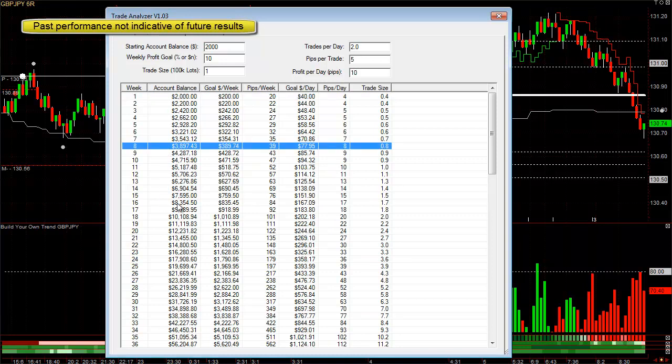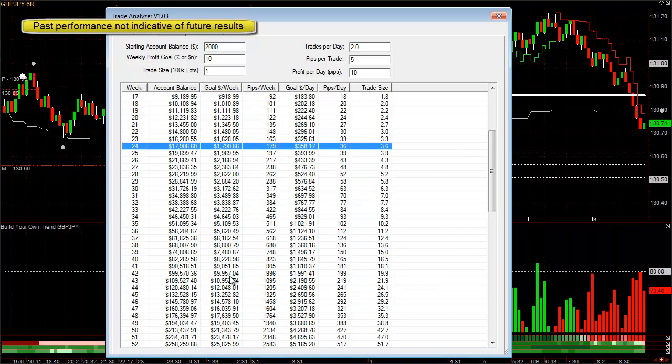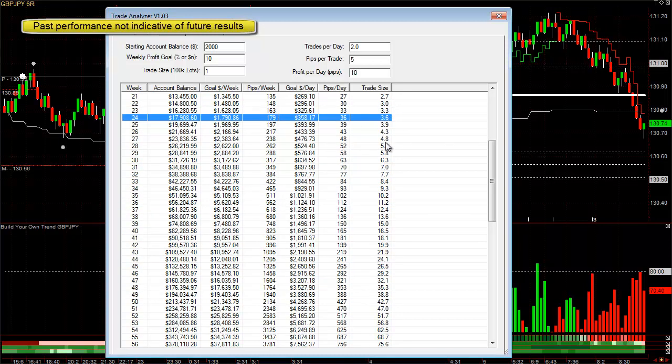You can see 2,000. 4 months later is 8,000. 2 months later is 18,000. And obviously this is compounding. You keep increasing your lot size. At the end of the year, you have a tremendous 258,000. You have to trade 51 lots at a time.